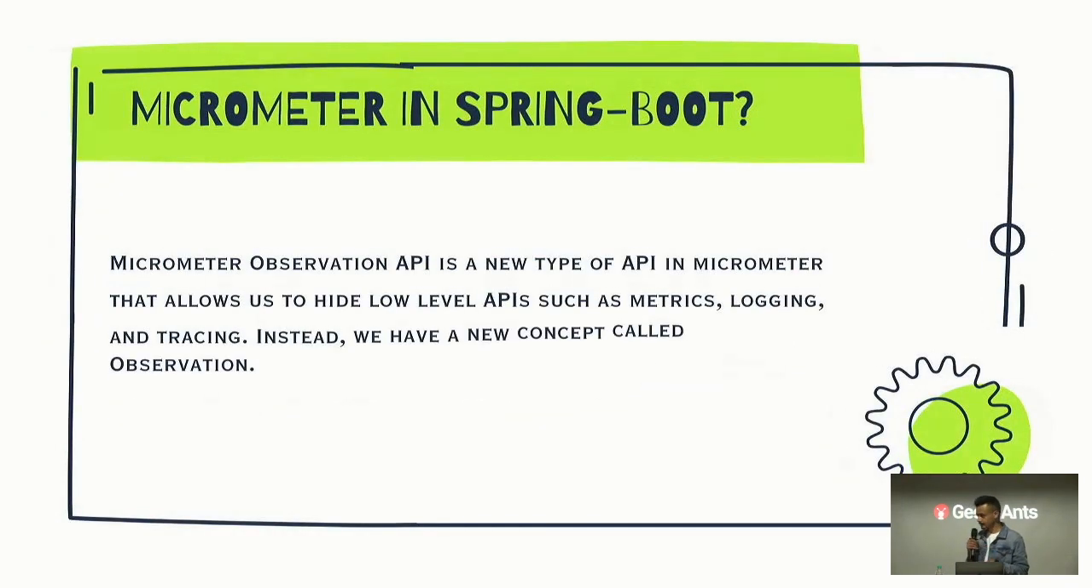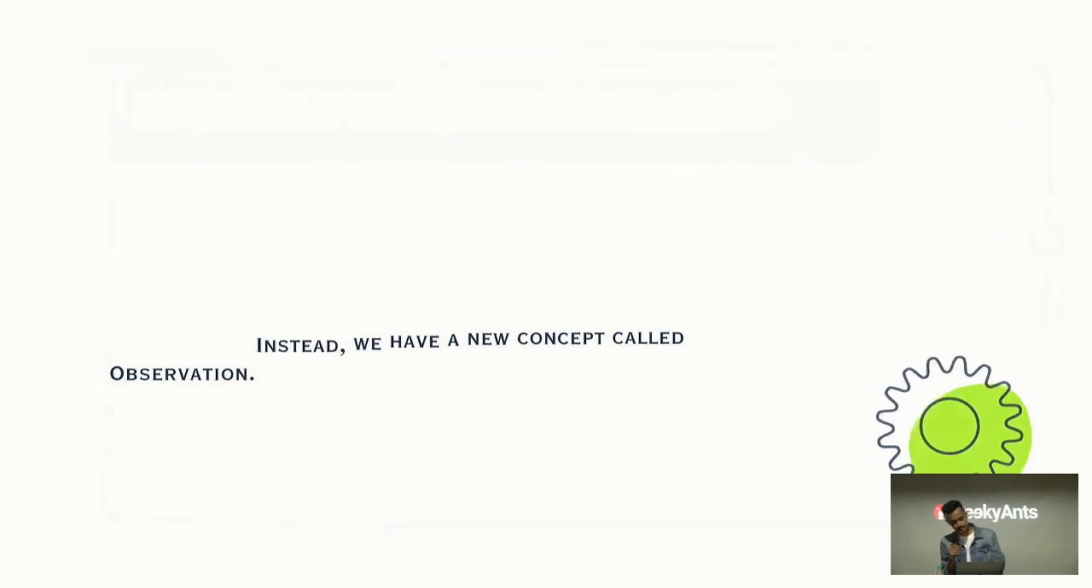Next is Micrometer in Spring Boot. The Micrometer Observation API is a new type of API, as they say, and it allows us to hide the low-level APIs such as metrics, logging, and tracing. These three are different components. For metrics you might use one component, for logging another, native, asynchronous, or distributed logging, and for tracing you might use yet another. But Micrometer provides all these things in one place, so they call it observation instead of three separate words.